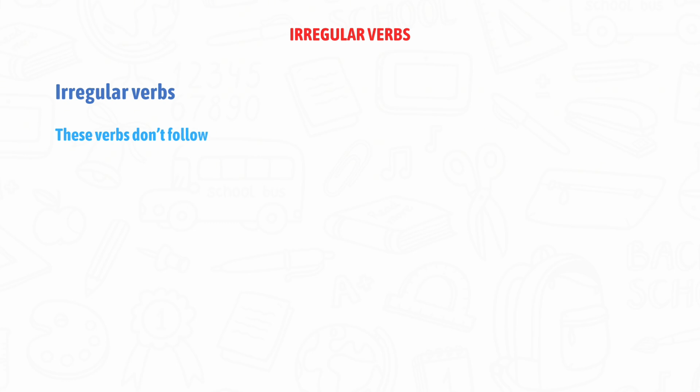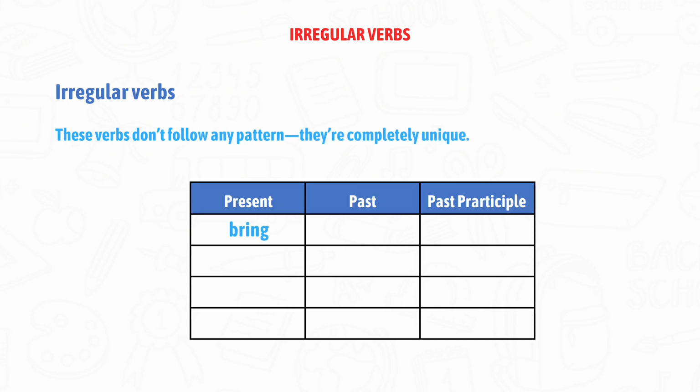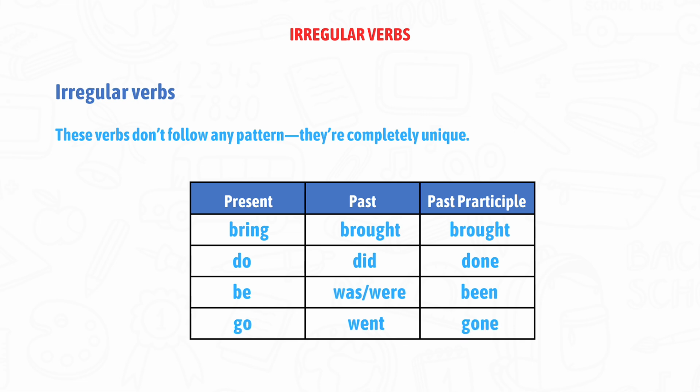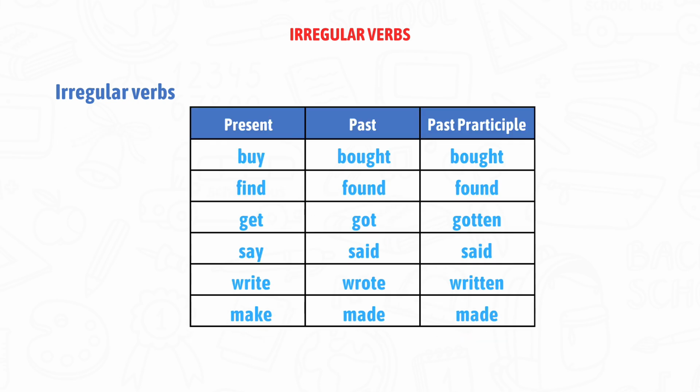These verbs don't follow any pattern. They're completely unique. Bring, brought, brought. Do, did, done. Be, was, were, been. Go, went, gone. Buy, bought, bought.